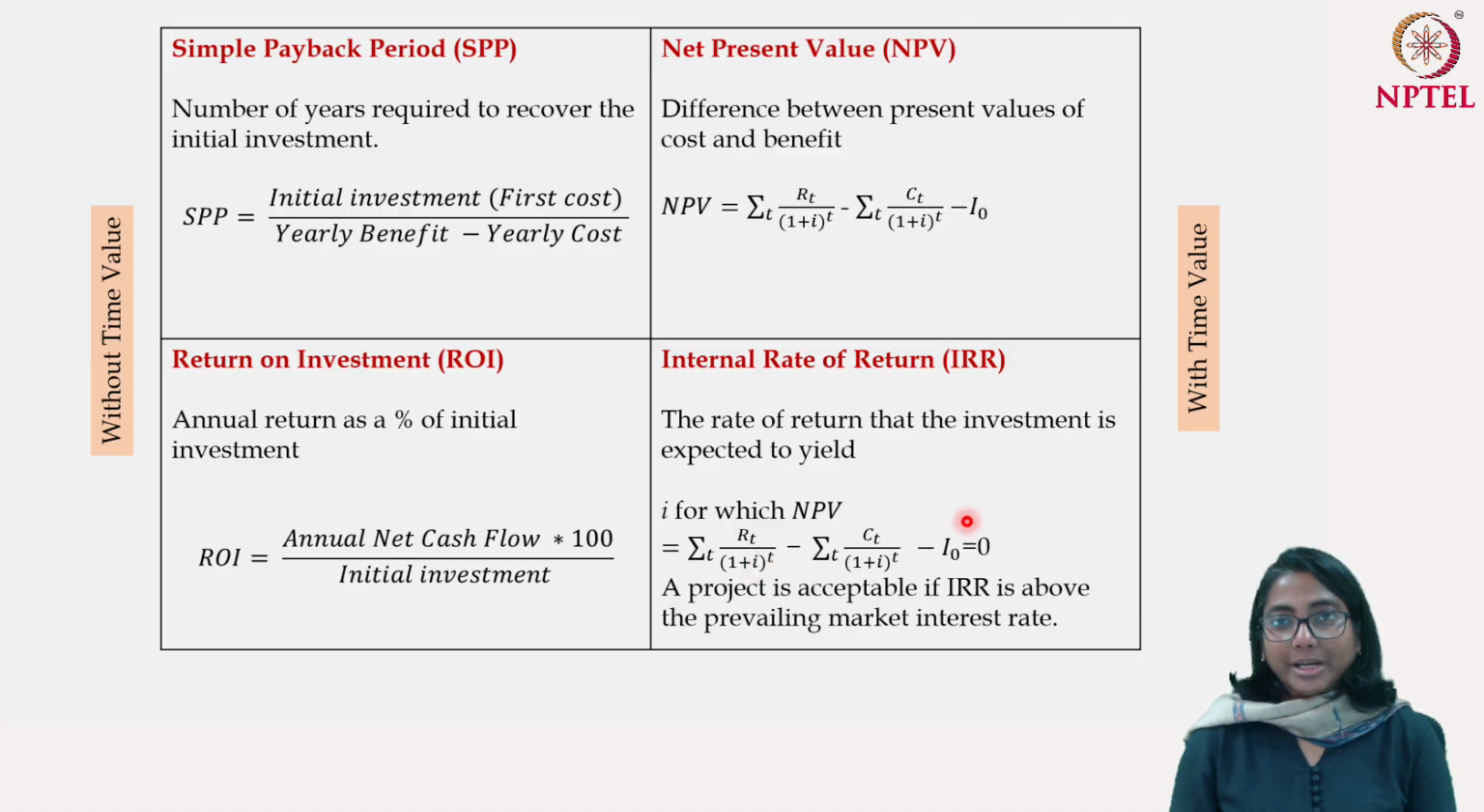So if for a particular value of I this becomes 0, then of course if the market interest rate is lower than that, I will have a positive NPV. This value will be positive. So a project is acceptable if the internal rate of return is above the prevailing market rate of interest. These are the four most used criteria for project evaluation, and they become really handy when an investor is trying to understand whether or not to invest in an energy project.